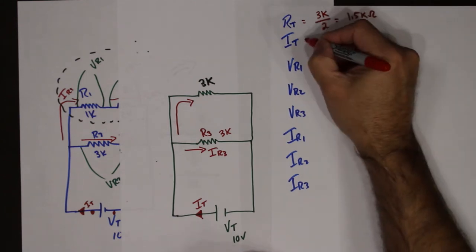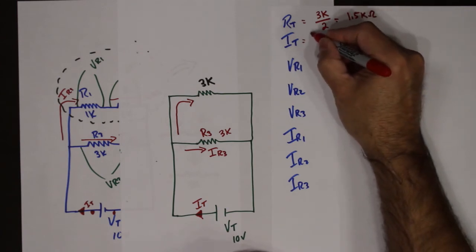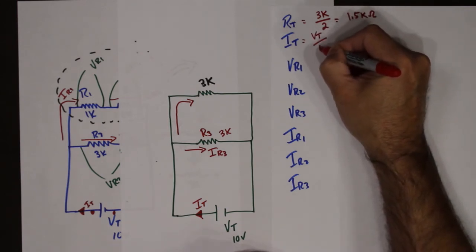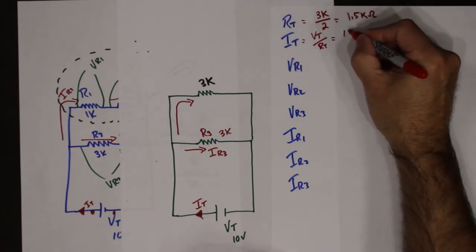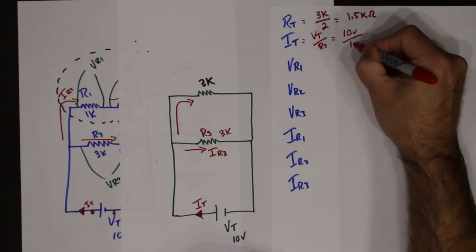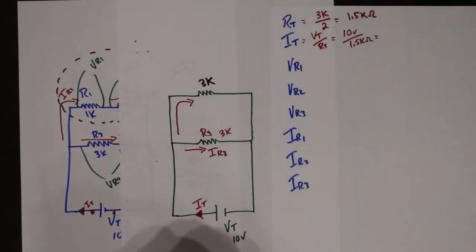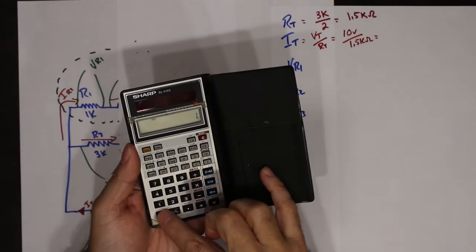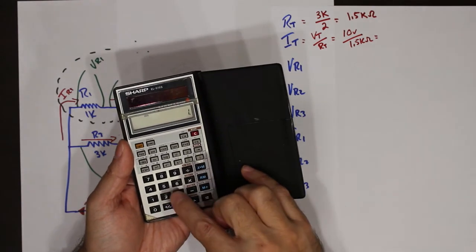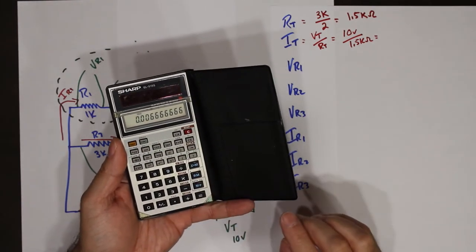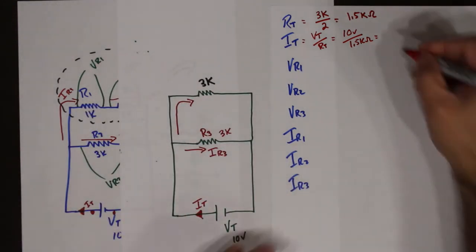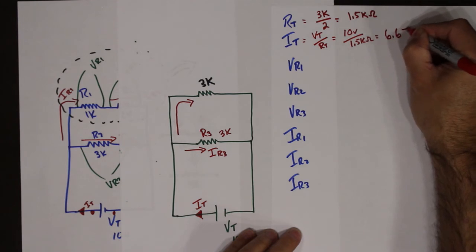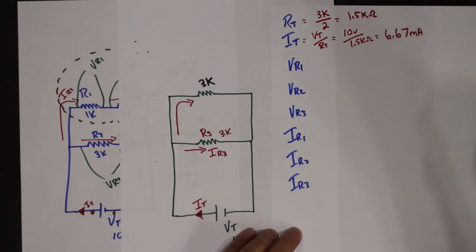So now I have my total resistance. I use my total voltage and my total resistance to get my total current. So this was 10 volts divided by 1.5 kilo ohms. My current flowing in this circuit is 10 divided by 1.5 kilo equals 6.67 milliamps.